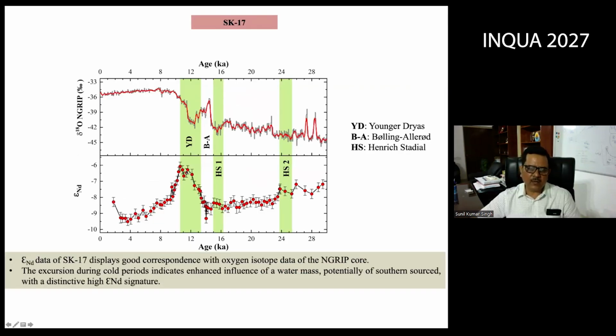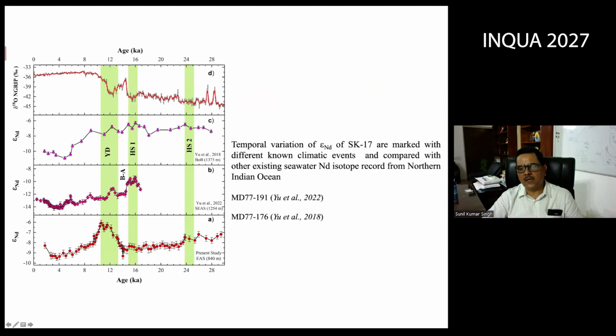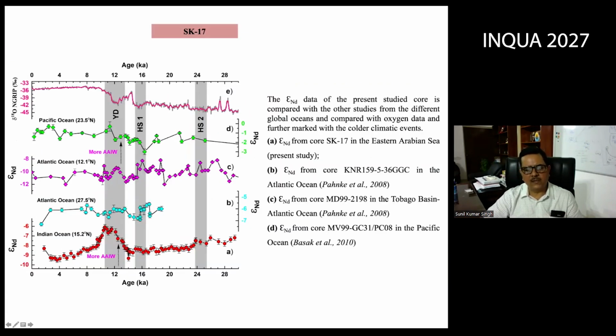And then if you see the neodymium isotopic composition of this core, we can see a beautiful signature. During the Younger Dryas, the isotopic composition becomes very radiogenic, and a small signal is also seen during HS1 and HS2. If you compare this result with the other results of these basins, like U et al., they roughly agree. And also the other global basin records, but this is a very strong record we are getting in the Arabian Sea during the Younger Dryas.